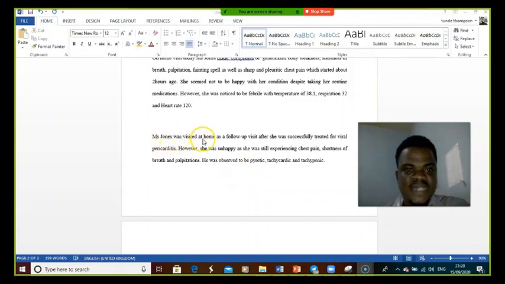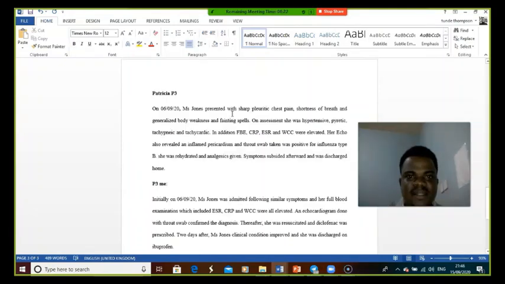Miss Jones was visited at home as a follow-up visit after she was successfully treated for viral pericarditis. However, she was unhappy as she was still experiencing chest pain, shortness of breath, and palpitations. She was observed to be pyretic, tachycardic, and tachypneic. Full stop. So no need repeating the diagnosis that I've already mentioned in the introduction.